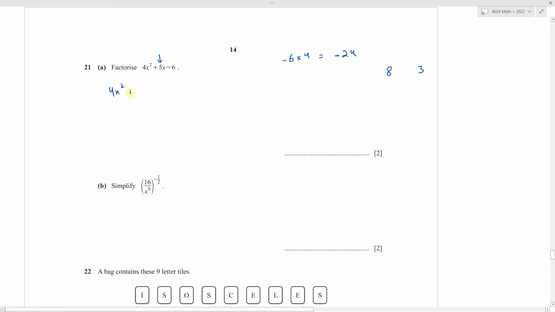So 4x squared plus 8x minus 3x minus 6. 4x common, x plus 2, minus 3 common, and x, this minus will become plus because I've taken minus outside, x plus 2. So 4x minus 3 into x plus 2.